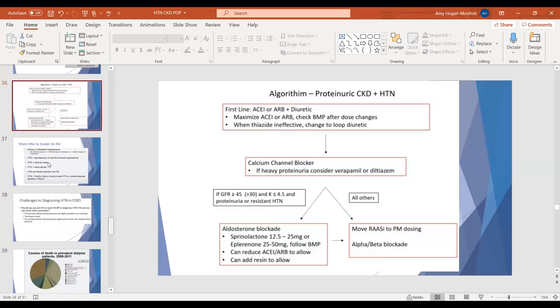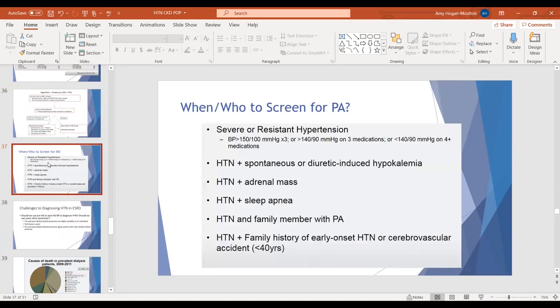All right, so I put this slide in there because I'm seeing more of this kind of thing: when and who to screen for primary aldosteronism. I think sometimes maybe I should screen more. Severe resistant hypertension, like blood pressure over 150 over 100 consistently, or over 140 over 90 on three meds, or still 140 over 90 on four plus meds. Or the hypertensive patient with spontaneous or diuretic-induced hypokalemia, meaning you might have had a hypertensive patient and then you put them on, say, 25 of chlorthalidone or something. If they get a significant drop of potassium, you're going to have to at least think about this as a possibility.